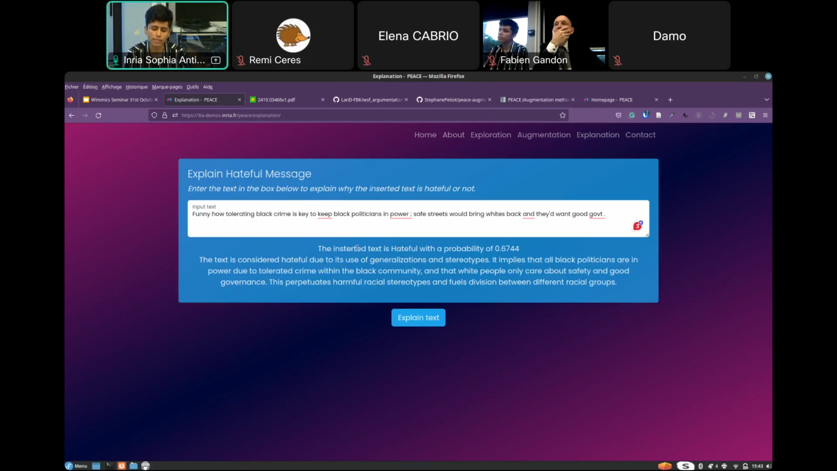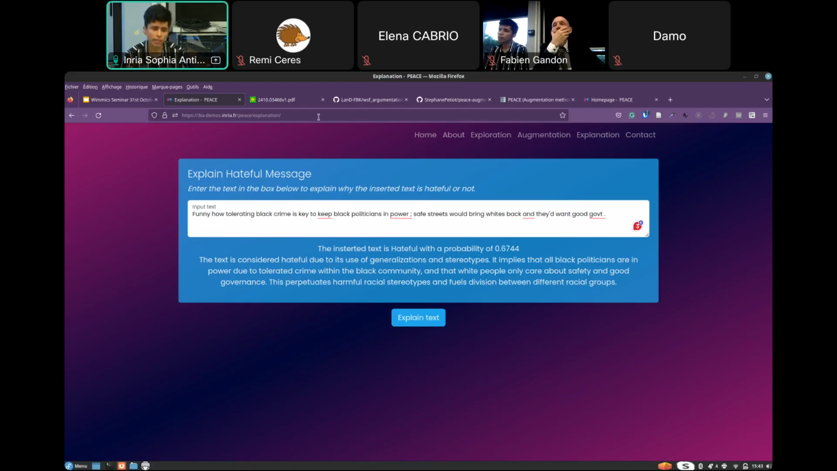So here, in this case, it's saying the inserted text is hateful with a probability of 0.767. And the text is considered hateful due to its use of generalization and stereotypes. It implies that all black politicians are in power due to tolerated crime within the black community, and that white people only care about safety and good governance. This perpetuates harmful racial stereotypes and fuels division between different racial groups.